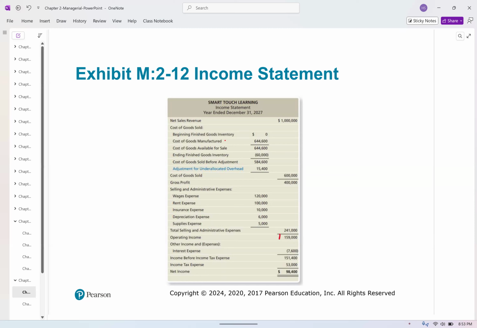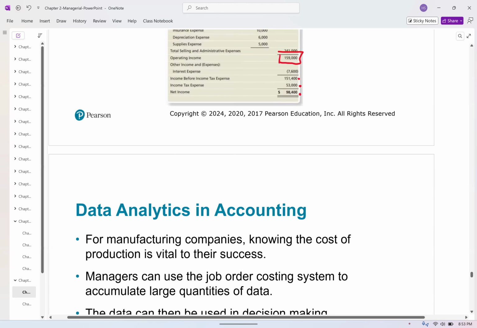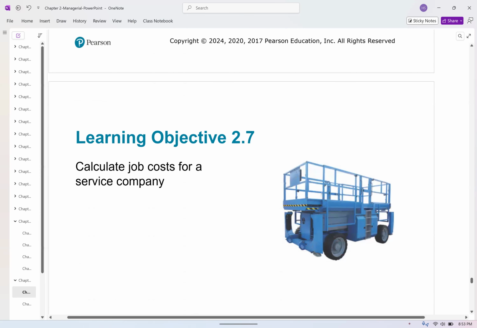So we have this operating income. This is that multi-step income statement. It's just got a lot in there, okay? And then we have our interest expense, other income and expenses. Then they have that number before taxes, then the tax expense, and then our net income. Okay. I'm going to skip over some of that.